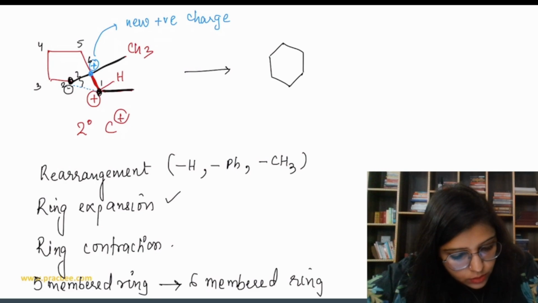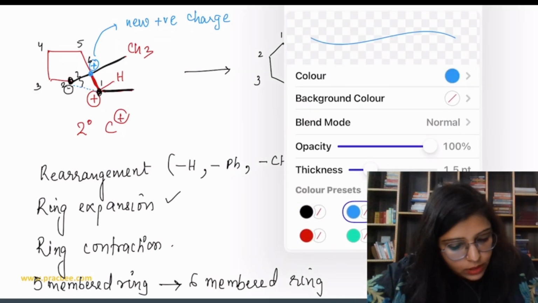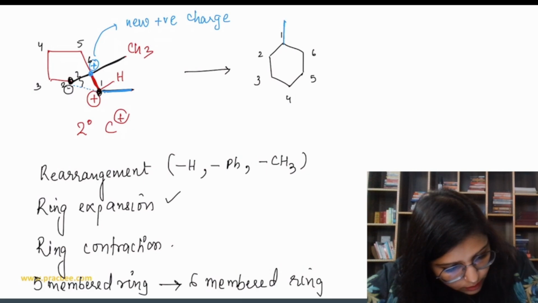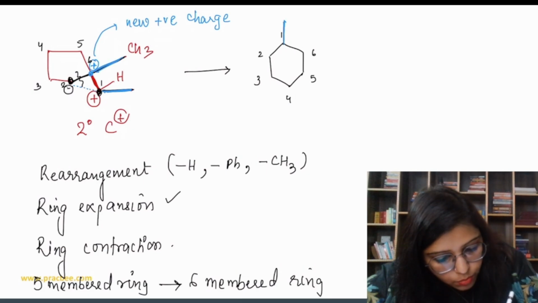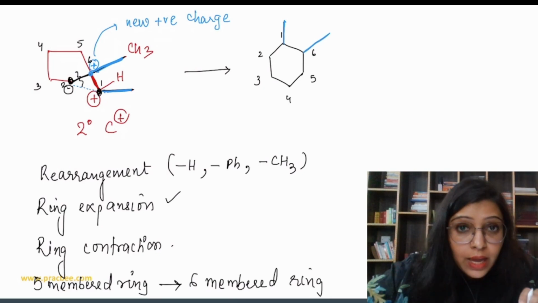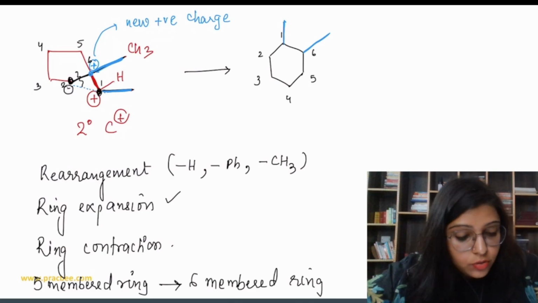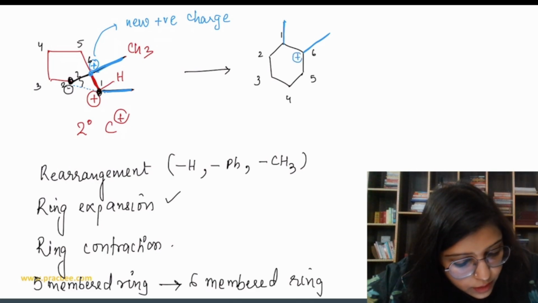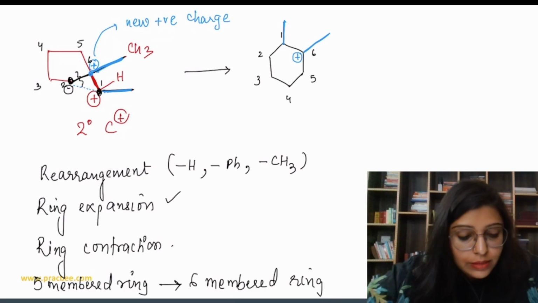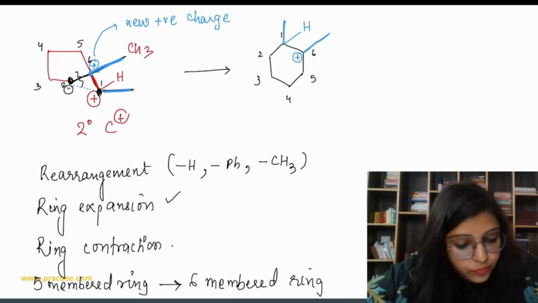So this is 1, this is 2, this is 3, this is 4, this is 5, this is 6. Now if you see this, carbon 1 is bonded to a methyl group, so I am going to write the methyl group over here. Carbon 6 is also bonded to a methyl group, and we have the new positive charge generation on carbon 6. Now if you see, this is cyclohexane type. So here we have 1 hydrogen.